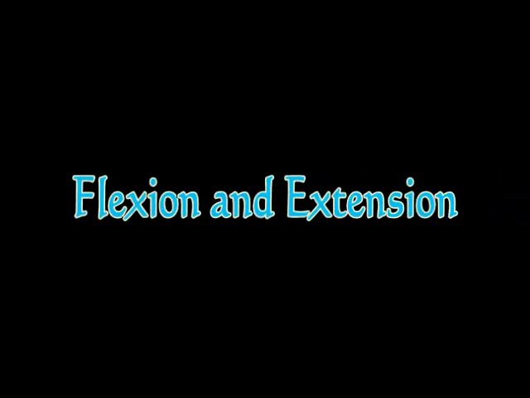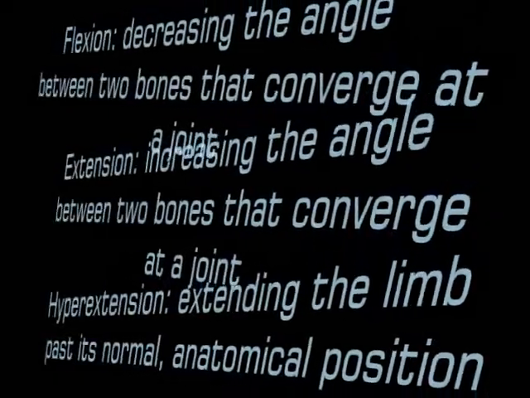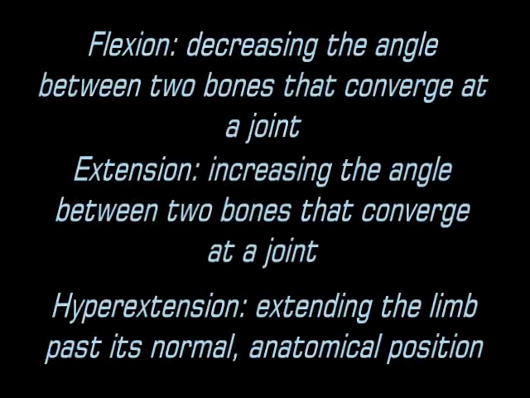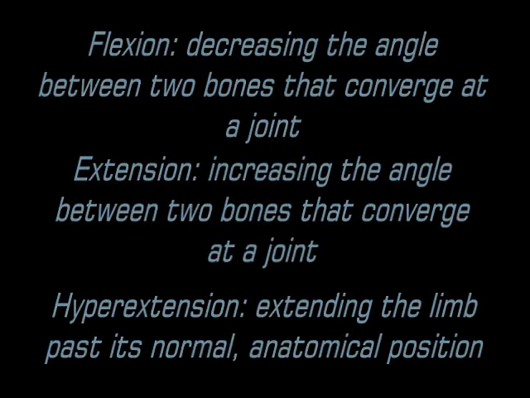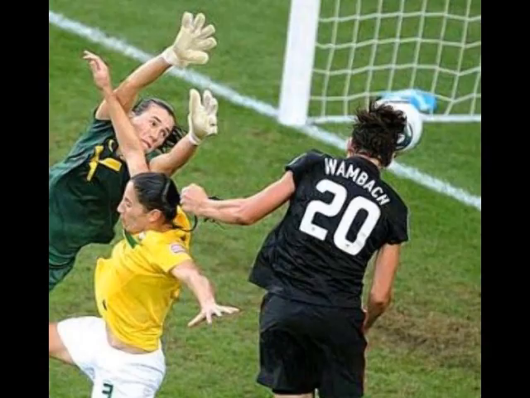Flexion is moving a part of the body, usually a limb, from anatomical position closer to another bone to reduce the angle between two bones that converge at a joint. Extension is the opposite because the angle between two bones actually increases. It refers to moving a part of the body from a bent position to an anatomical position. In addition, hyperextension is extension of a limb greater than it normally moves.